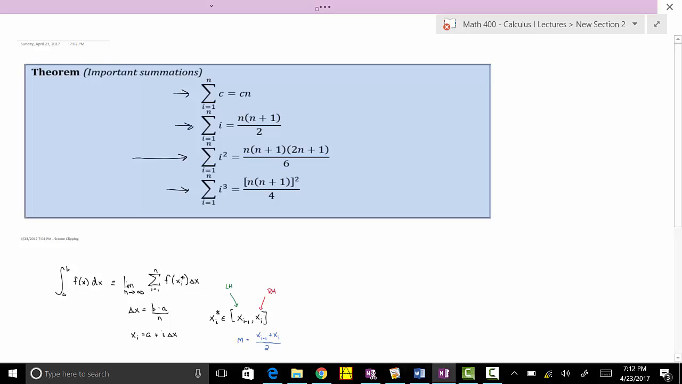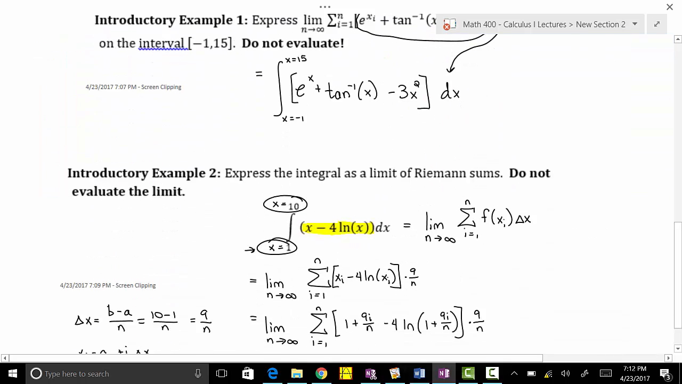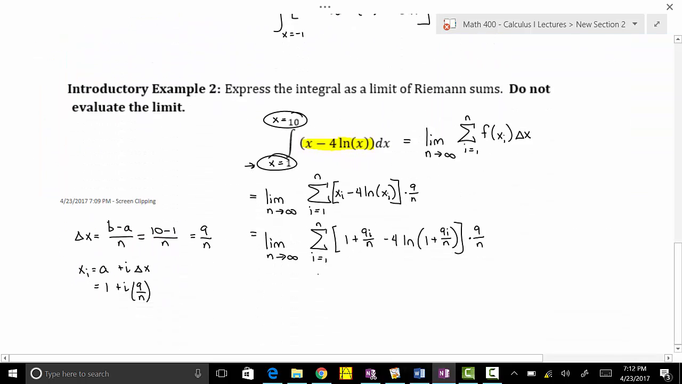And so because of that, let me get back to my normal view. Because of that, this summation right here of this natural log is stuck. So I'm not going to bother simplifying any further. I'm just going to stop there. Okay, so that's my two introductory examples.